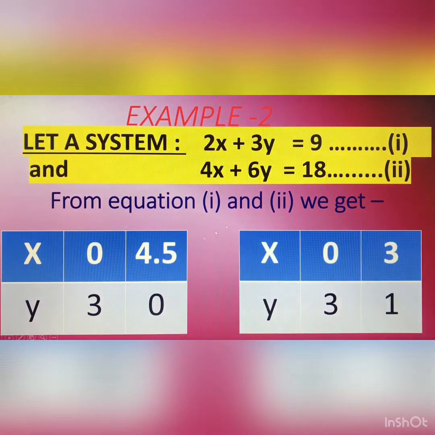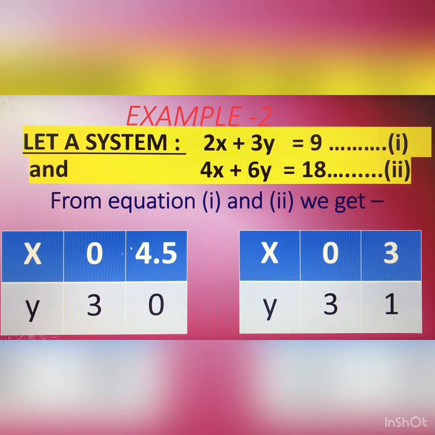And from the second equation, when you put y = 3, 6 threes are 18, and 18 and 18 cancel, therefore you will get x = 0. And when you put the value y = 1, 6 into 1 is 6, and transpose this 6 to the right side, that is minus 6. 18 - 6 means 12, and 12 divided by 4 means 3. Therefore this is the value of x. So these are the values of x and y from the whole system.